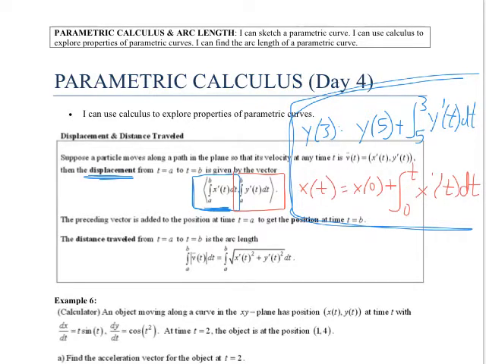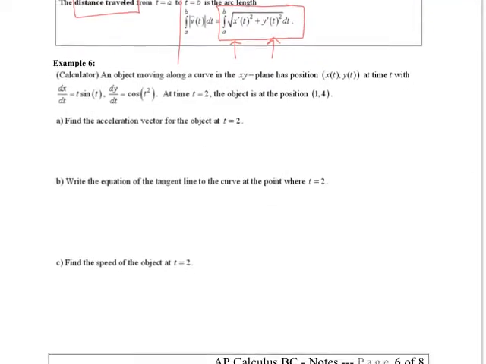Another equation that we'll use is the total distance traveled, and the total distance traveled is basically the same as the arc length formula. So it's the integral of the speed equation, and we know speed as the square root of (dx/dt) squared plus (dy/dt) squared. All right. Without further ado, let's jump into these problems here.